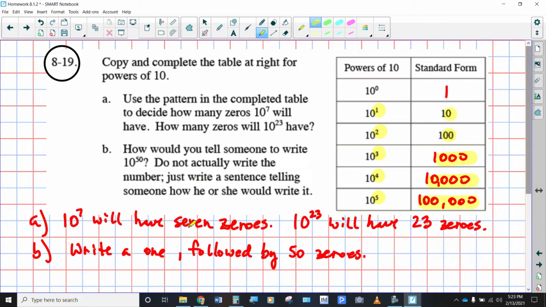So that means that 10 to the 7th will have 7 zeros, and that's going to be like 10 million. And 10 to the 23rd is going to have 23 zeros, and I don't know what that number is called, and I don't care. So how would you tell someone to write 10 to the 50th power? Well, start with a 1, right? All of these have the number 1 at the beginning because it's a 10. And then the number of zeros would be 50. So have fun writing 50 zeros in that number. And it's for really large numbers like this that we use exponent form. And so we can sort of round off the number and write it as a power.